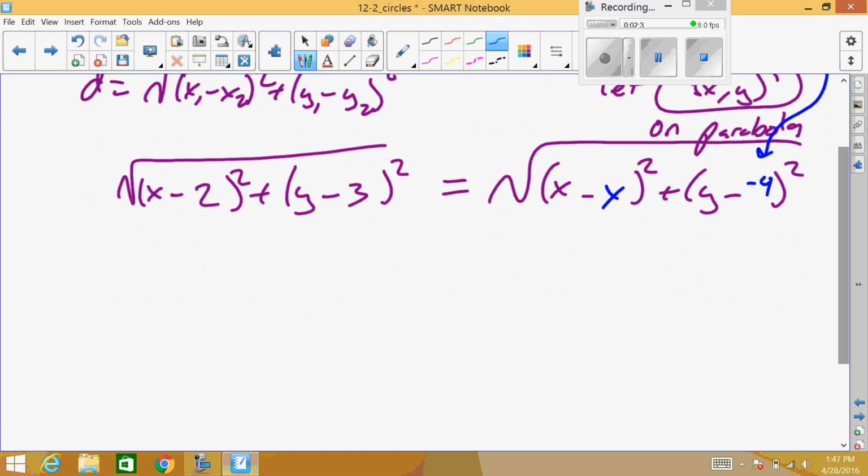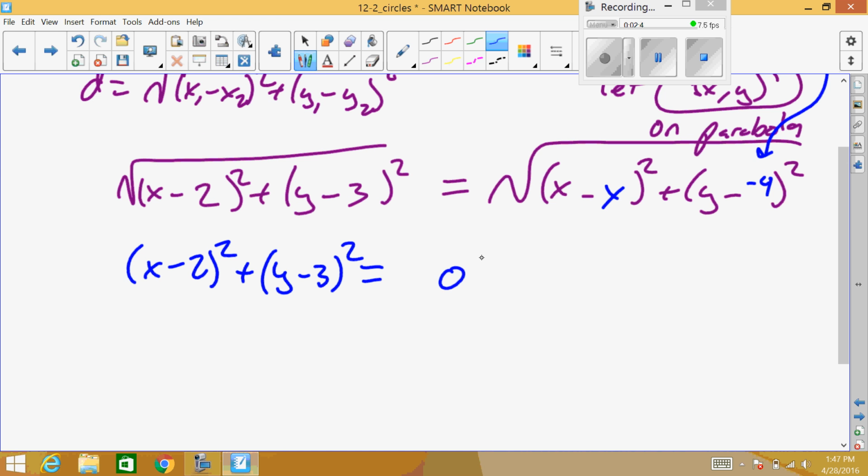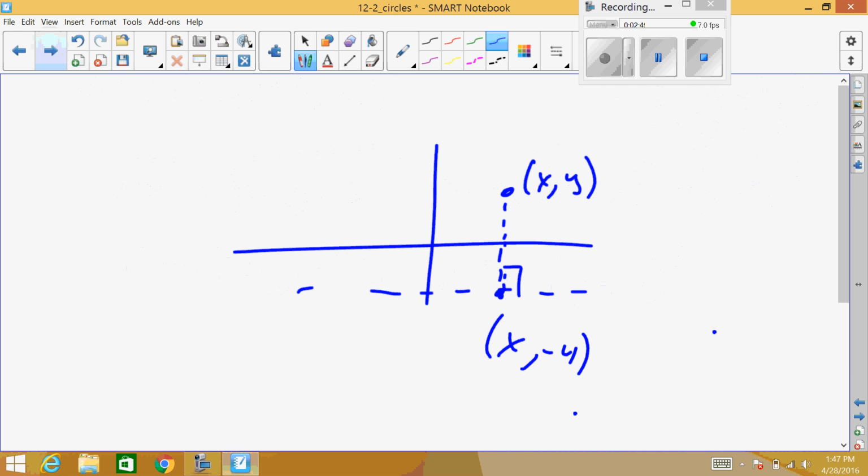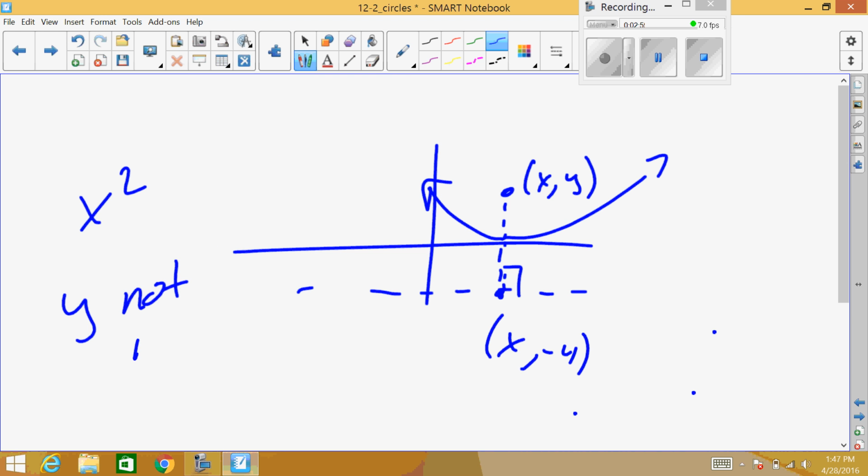Okay, let's go ahead and simplify this a little bit. I want to square both sides to get rid of my square root. x minus 2 squared plus y minus 3 quantity squared equals x minus x, which is 0, and I'm going to replace y minus negative 4 with y plus 4. Now, there's my directrix, there's my focus. My parabola should open up, which means that I should have x squared. Y should not be squared.